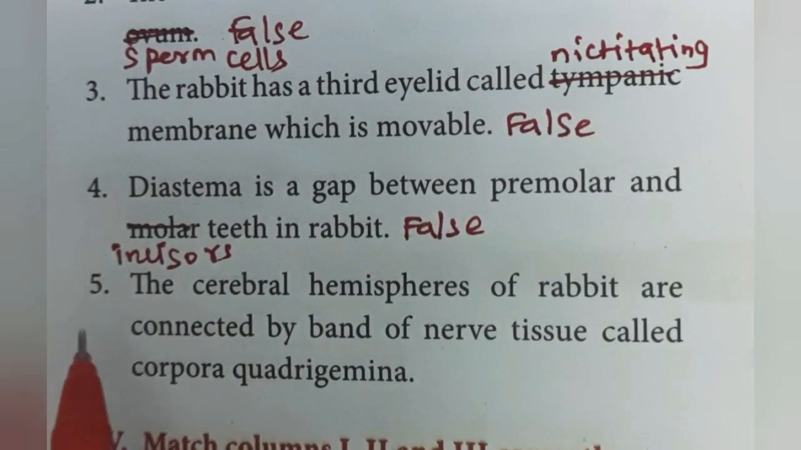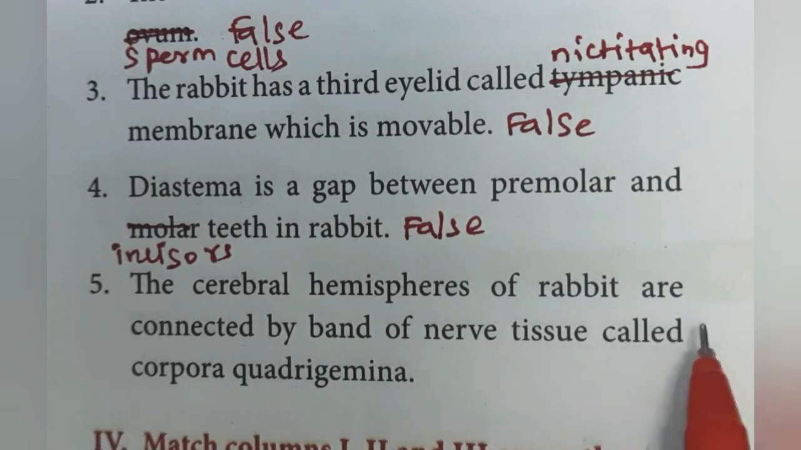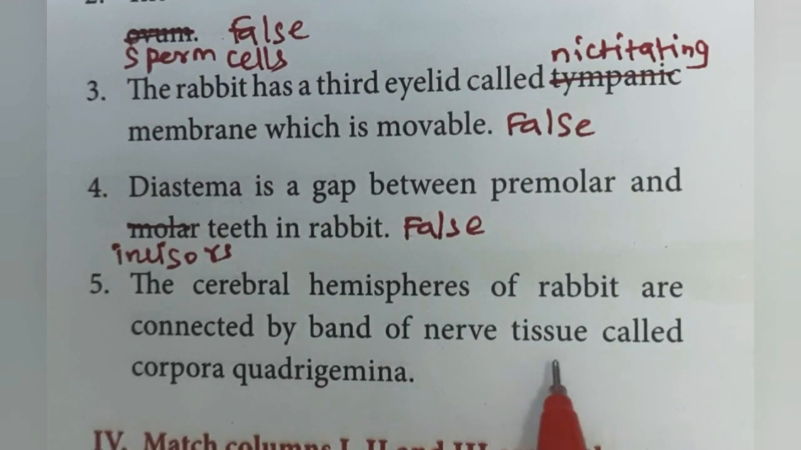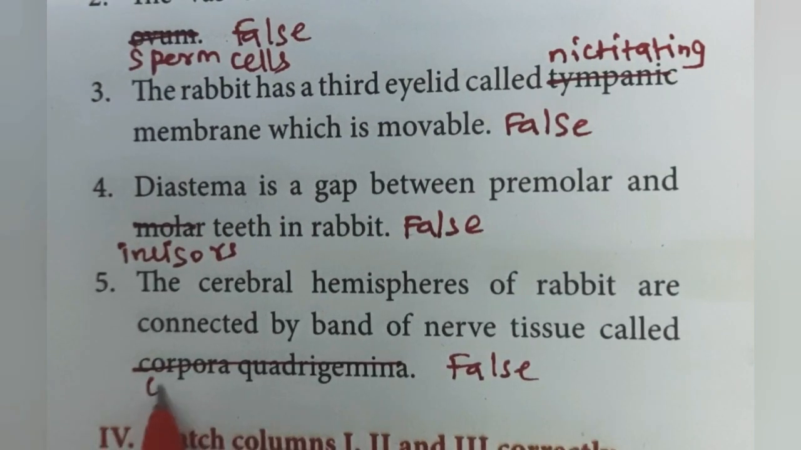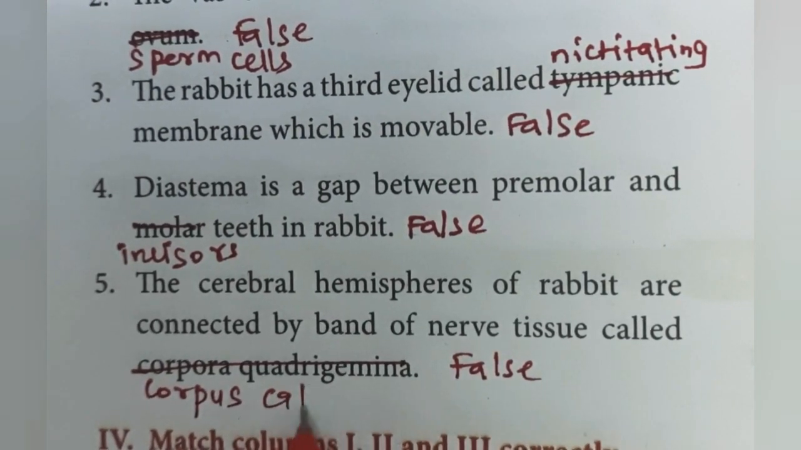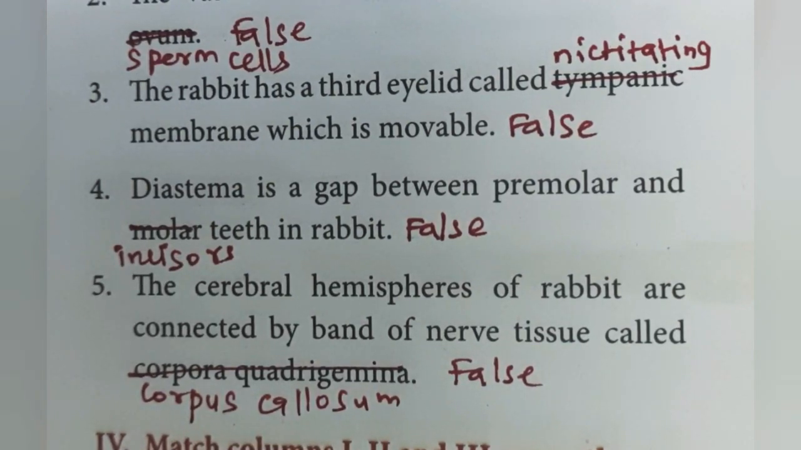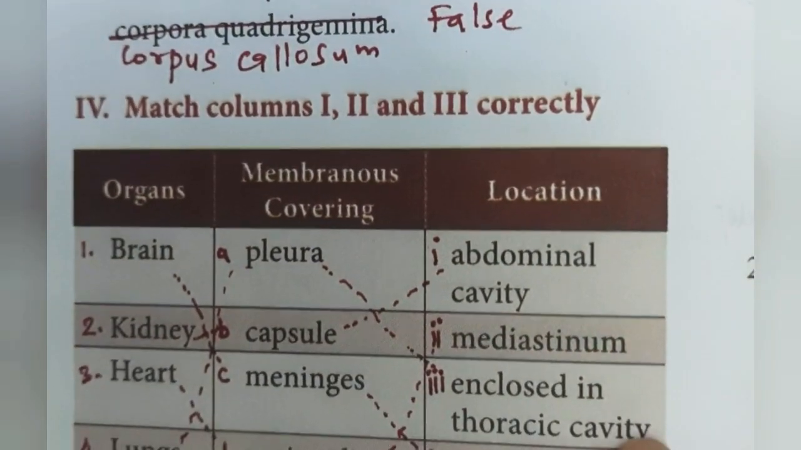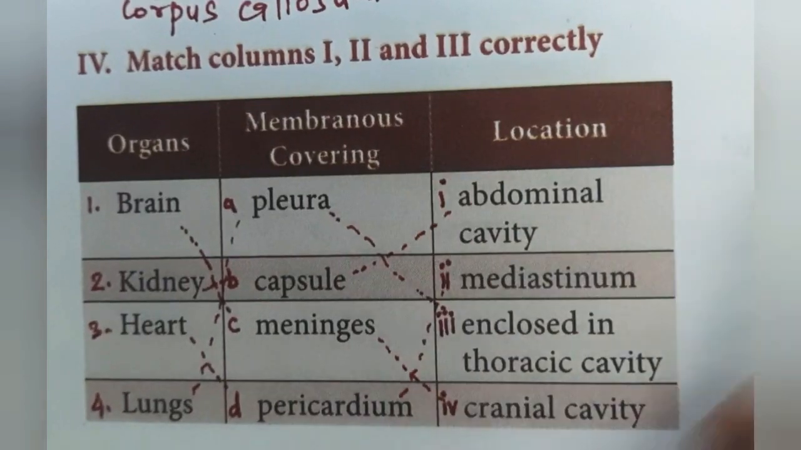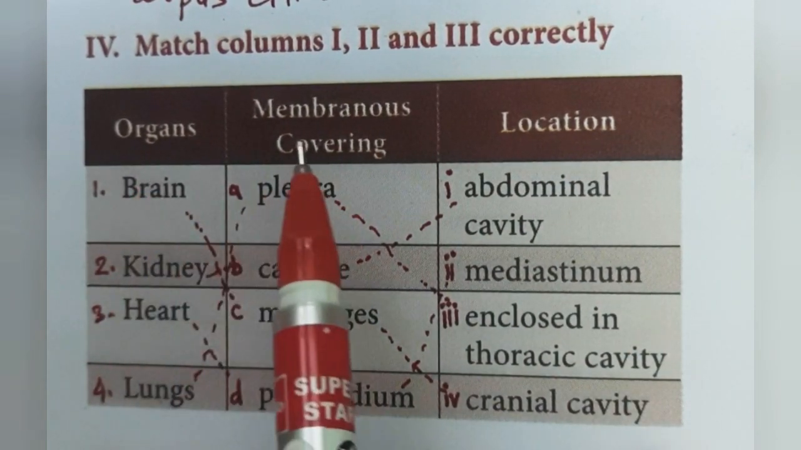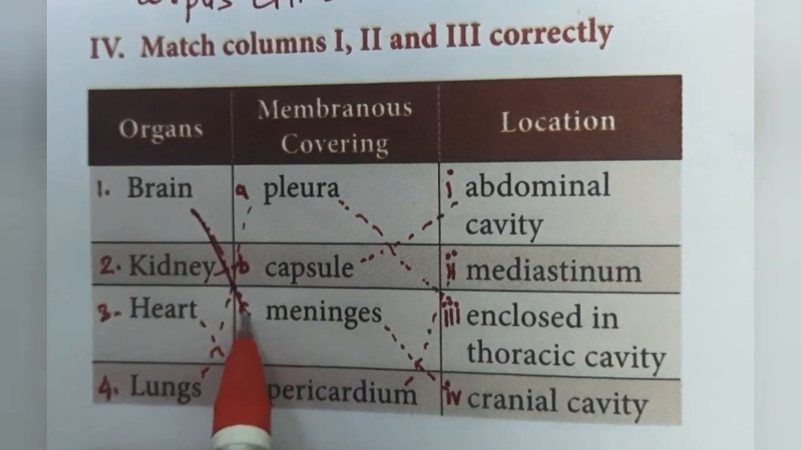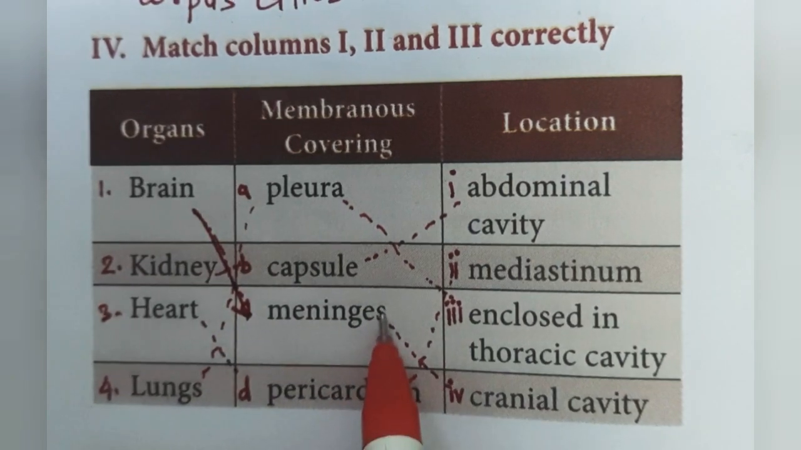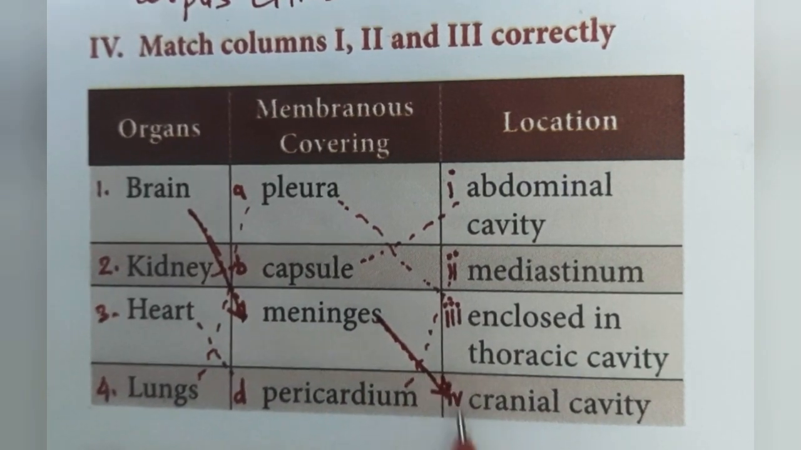Then fifth one, the cerebral hemispheres of rabbit are connected by band of nerve tissue called corpora quadrigemina. False. Instead of this corpora quadrigemina, corpus callosum should come. Corpus callosum. Next part, fourth part, match columns 1, 2 and 3 correctly. The given organs, membranous covering, location. Brain covering is meninx. Then meninx located in the cranial cavity.